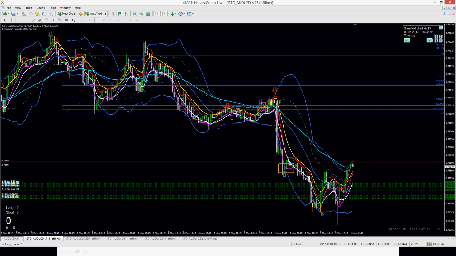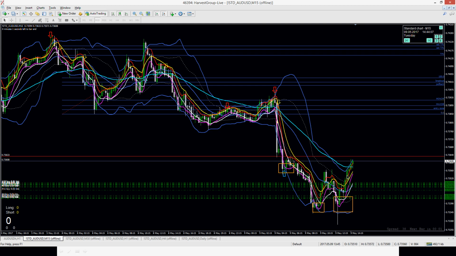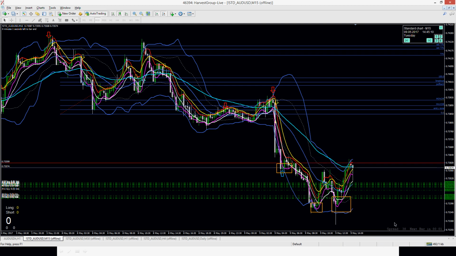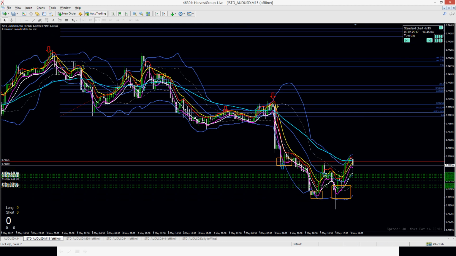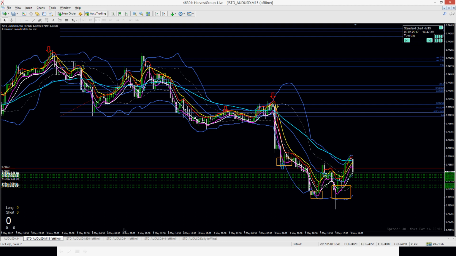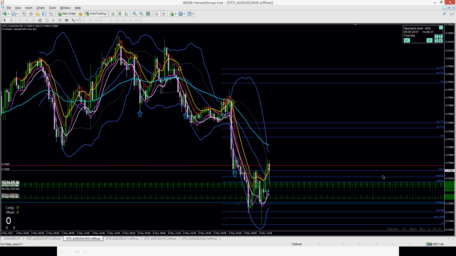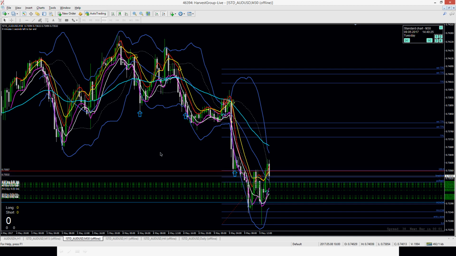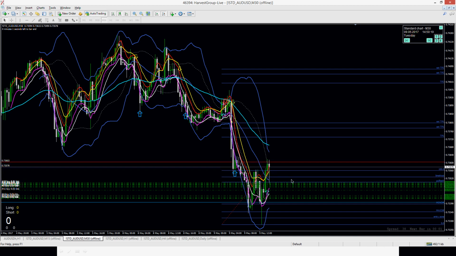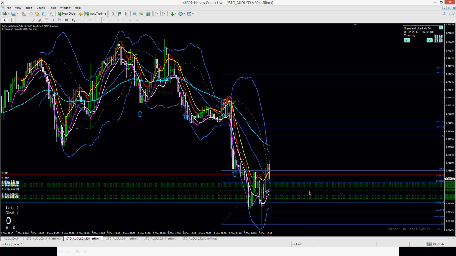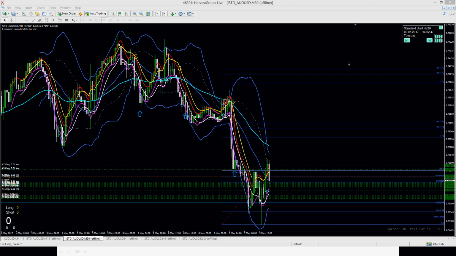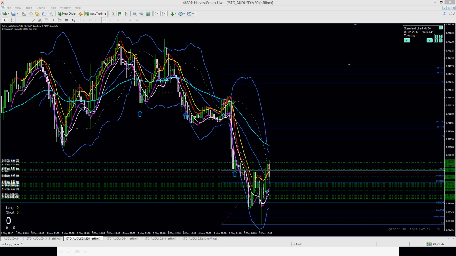Basically, this is the shoulder. That's the head. Then you have another shoulder over here. That's basically, we're looking at M30 over here. So the price is right now at the pullback zone.